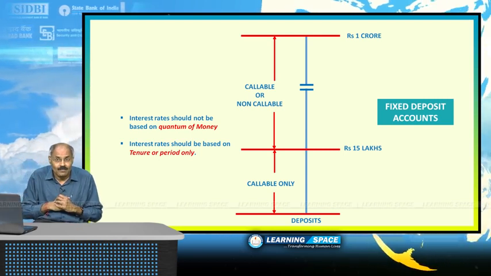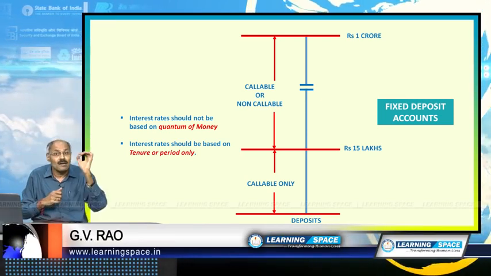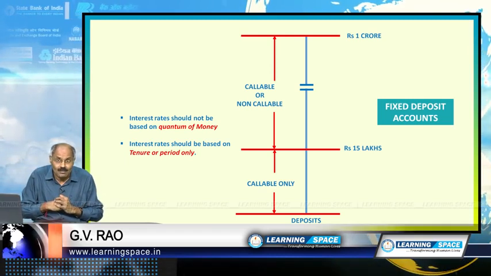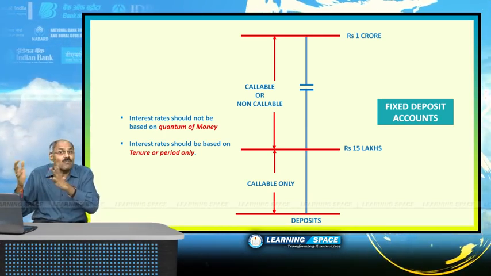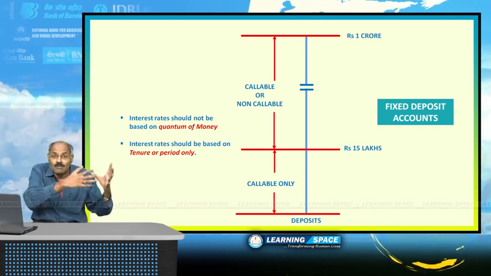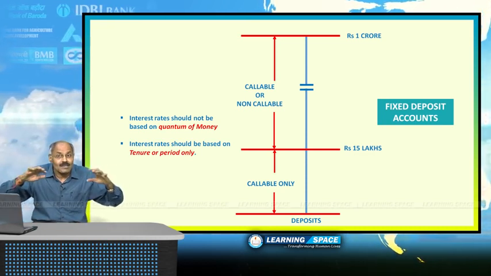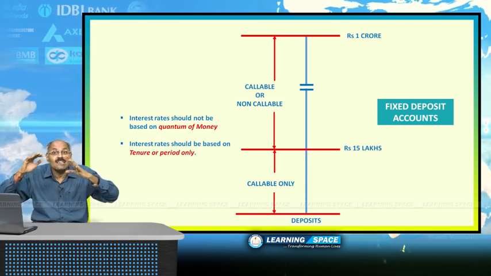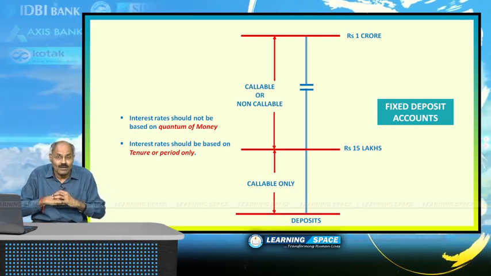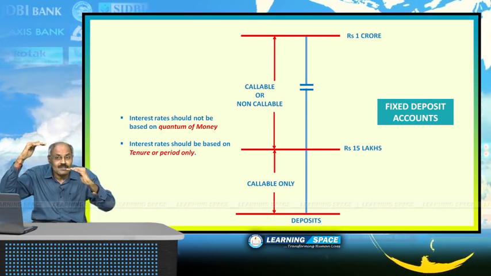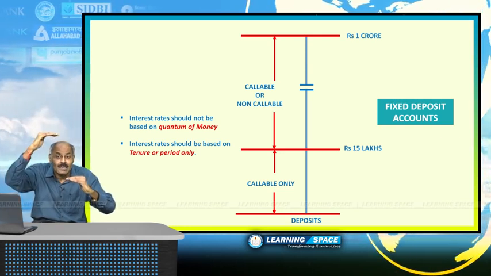The other important point is that banks should not differentiate interest rates based on the quantum of deposit up to 1 crore. If someone is depositing 1 lakh, 90 lakhs, 80 lakhs, or 1000 rupees, all should get equal interest. But the difference of interest can be for senior citizens only. At the same time, difference of interest can be for period. If you are depositing for a shorter period, you may have lesser interest. If you are depositing for a longer period, you may have more interest.